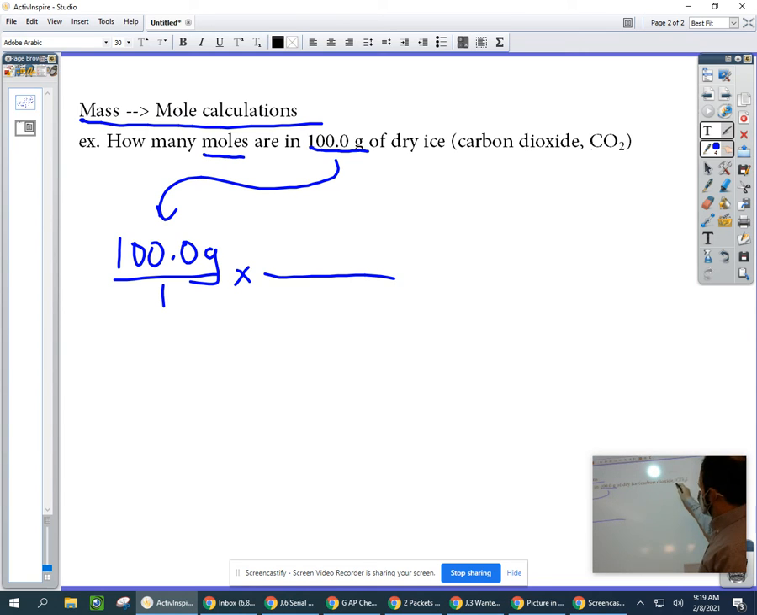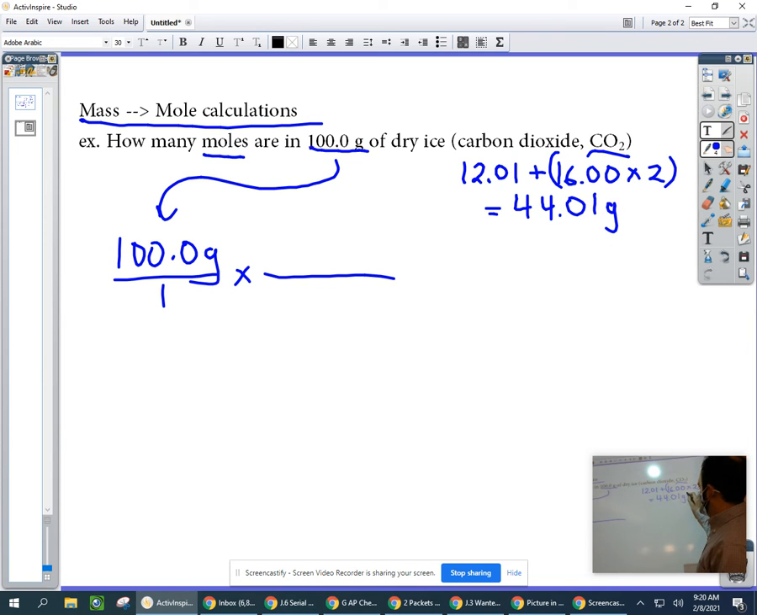And this time, the chemical is carbon dioxide. So we've got to look up carbon on the periodic table. It's 12.01. And then we have to add oxygen, which is 16.00. And oxygen gets multiplied by 2. Make sure not to multiply the 12 by 2. It's just the 16 times 2. And so when we do that all out, we get 44.01 grams per mole. That's the molar mass of carbon dioxide.